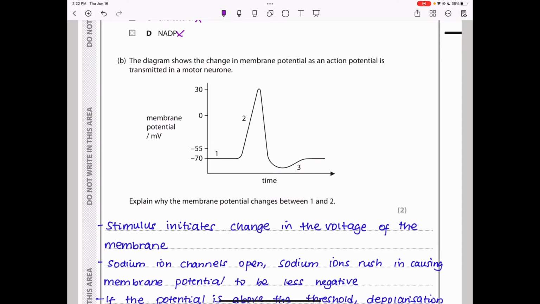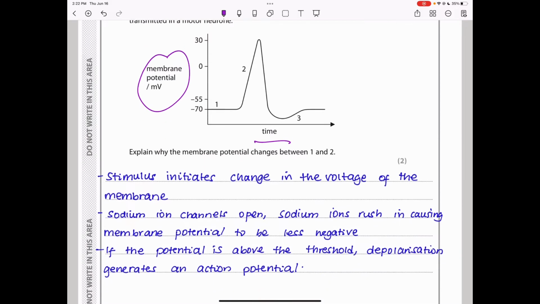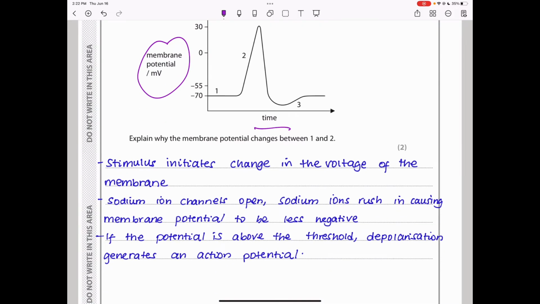The diagram shows the change in the membrane potential as an action potential is transmitted in a motor neuron. So we see here the membrane potential as well as the time. They say explain why the membrane potential changes between 1 and 2. So between 1 and 2, that is going to be, of course, depolarization. So there is a stimulus that is going to initiate a change.